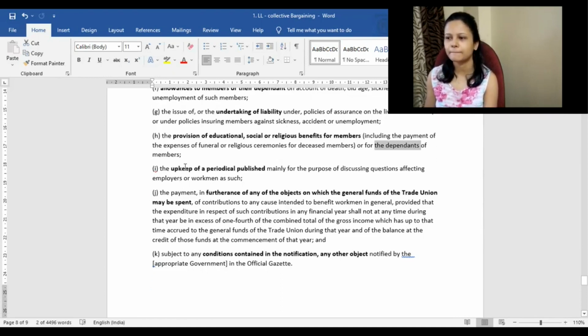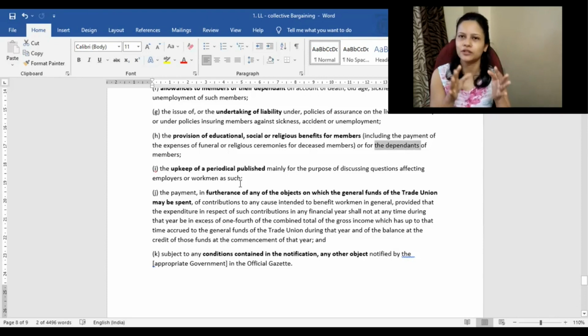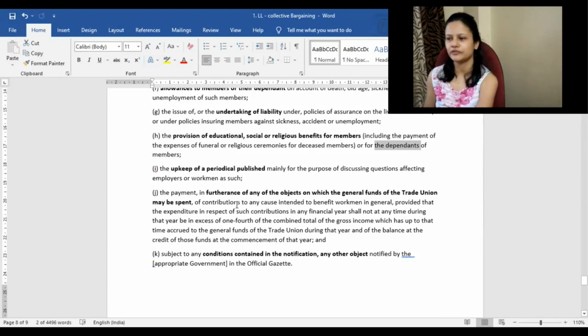The upkeep of a periodical published mainly for the purpose of discussing questions affecting employers or workmen as such. So if they are doing some publications wherein everything will be discussed, what all problems they had, what all things got settled, what all they want to achieve in the future, all those publications or maintaining records and stuff, those also would be spent from the general fund itself.